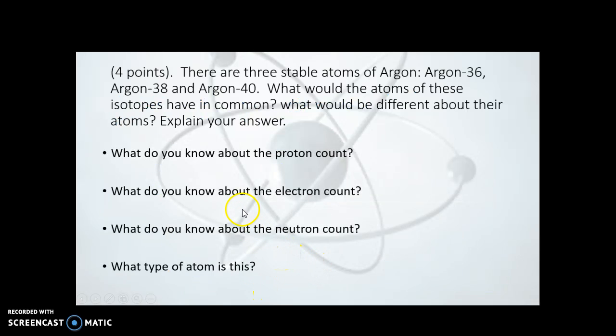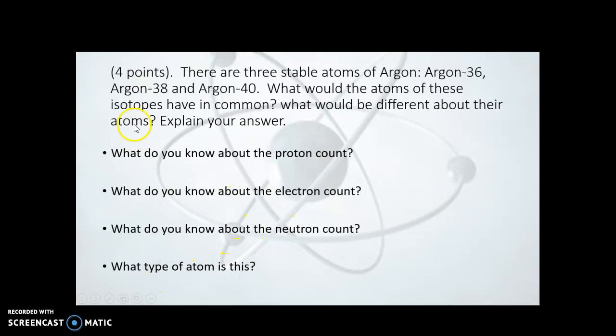Now let's look at isotopes. We have 3 stable atoms of argon: argon 36, argon 38, and argon 40. What would the atoms of these isotopes have in common? What would be different about the atoms? Explain your answer. So in other words, what's the proton count? What's the electron count? What's the neutron count?